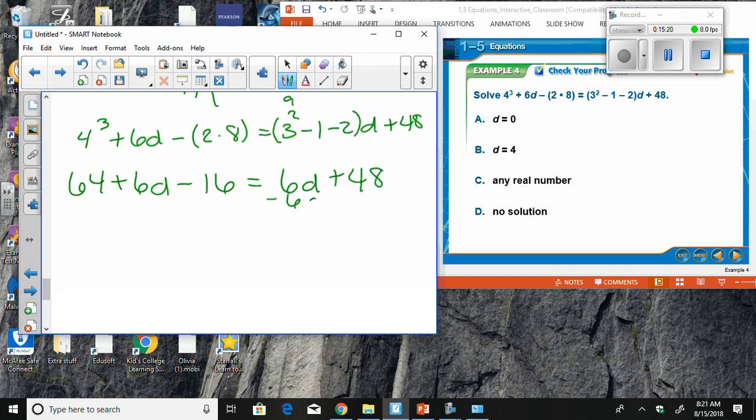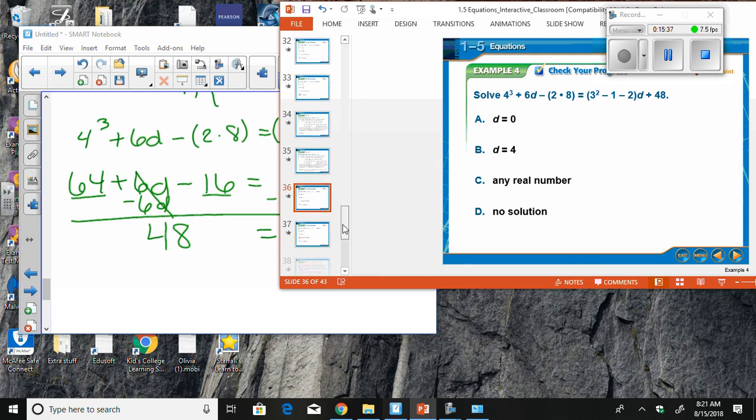If I subtract 6d on both sides to get like terms together, those go away. I'm left with 64 minus 16, which takes me to 48. So we get 48 is equal to 48. So we have any real number.